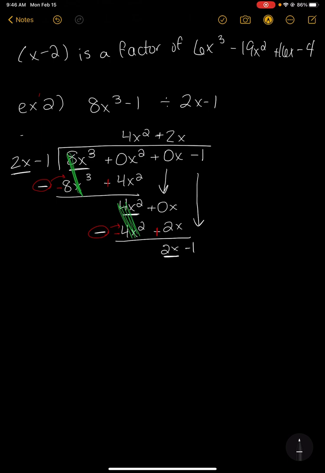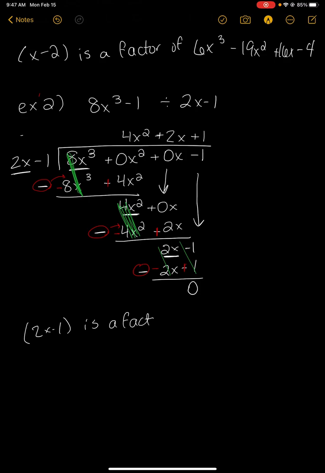So 2x times what gives me 2x? That'd be a 1. When we draw our line and subtract, we should see that everything ends up canceling. And so my answer is 4x squared plus 2x plus 1, and there's a remainder of 0. So not only have we done long division, but we can also say that 2x minus 1 is a factor. And that's the remainder rule, and we won't really deal a whole lot with that, but it does exist, so I want to make sure that you are aware of it. So we'll do a couple more examples.